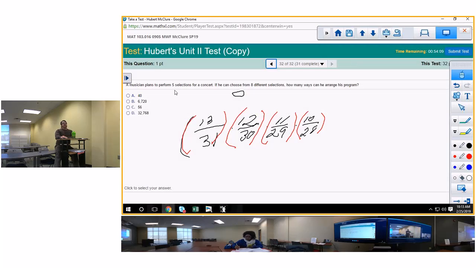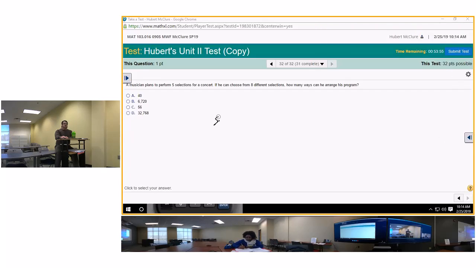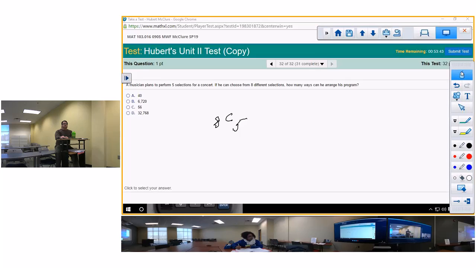A musician plans to perform 5 selections for a concert. He can choose from 8. Which one's the biggest number? N. Yeah, 8. So this one, they tried to trick you. 8 combination, well, that's supposed to be an 8, of 5. 8 combination of 5. There we go. And what is 8 combination of 5? 56.